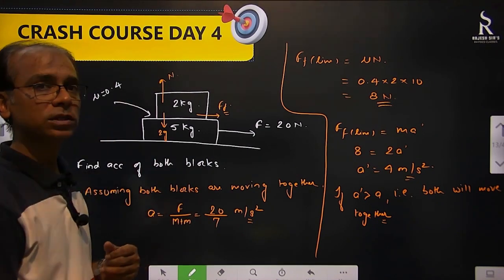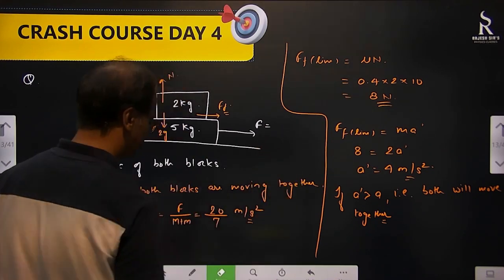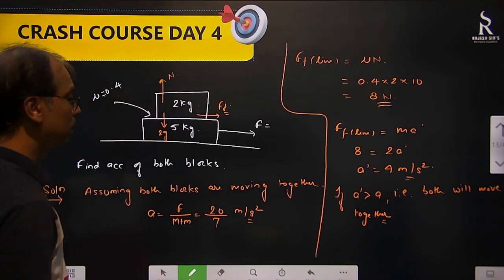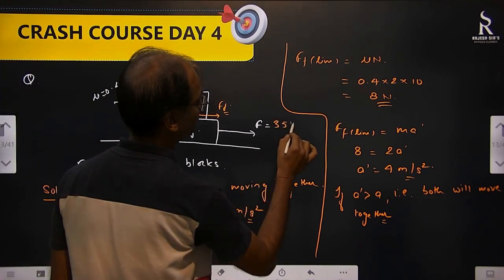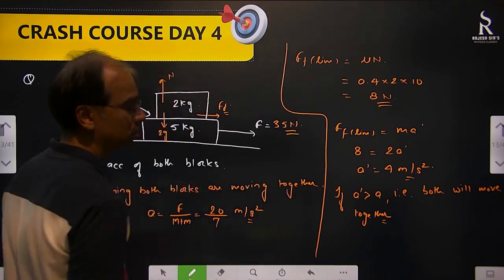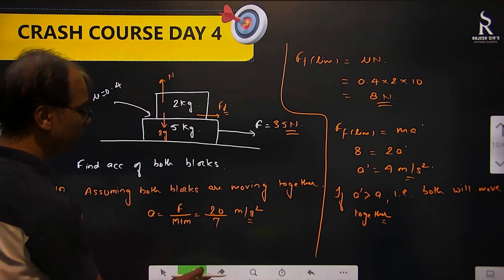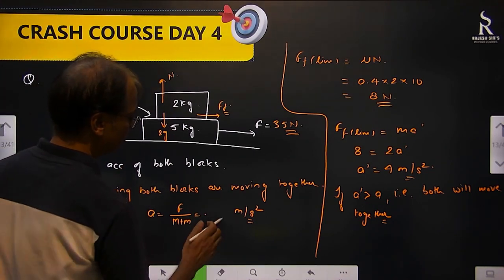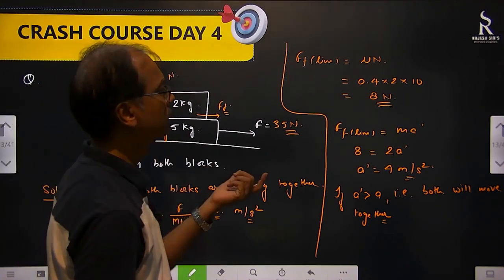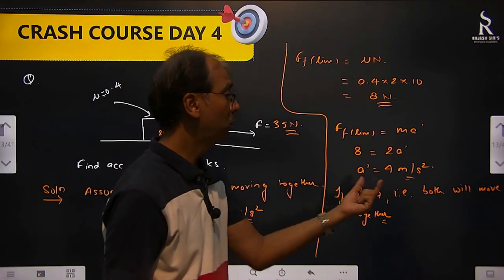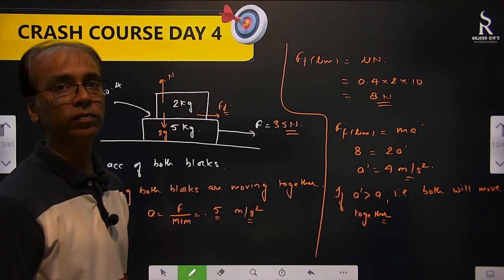Let's see in which case they will be moving separately. Now suppose instead of 20, I make this as 35 Newton. Right? 35 Newton now. So 35 Newton means this acceleration here will become what? 5. Okay, now we have to see whether friction can give it that much acceleration or not. So no, maximum acceleration is 4, whereas here requirement is 5.